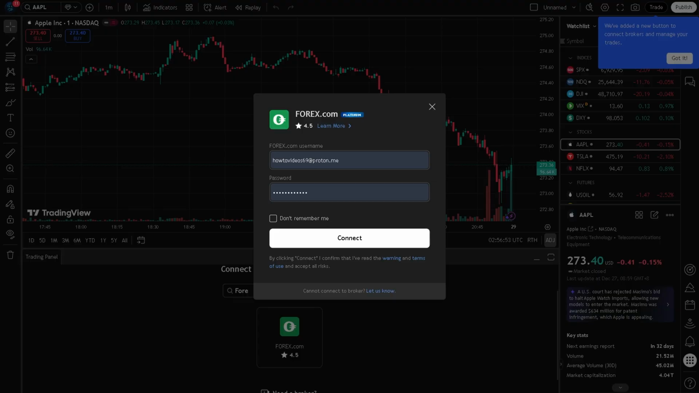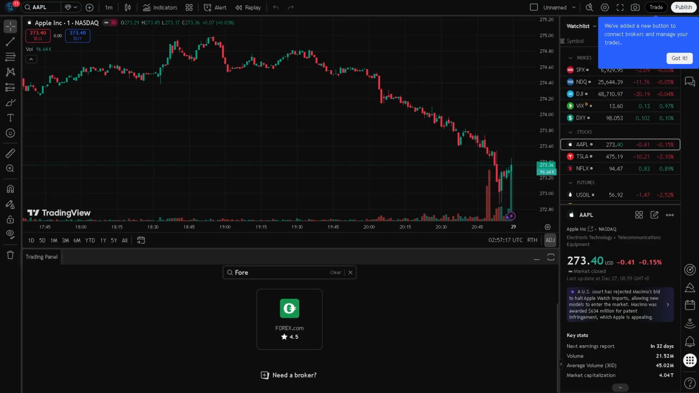So linking these two means orders are sent through your Forex.com account infrastructure while all the analytical work stays in TradingView, giving you a seamless workflow from idea to execution. And basically, that's it for today's video.